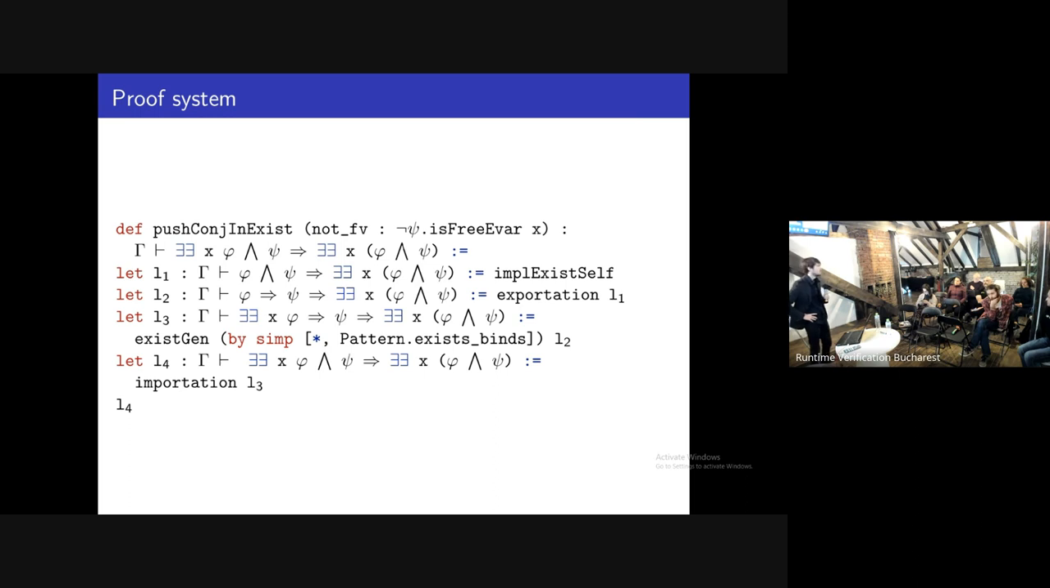What do you mean by that? Well, as you hear, these conjunctions are notations here. They are not primitive. So this is phi and psi here, and this is conjunction, the usual sign for conjunction. So this is phi and psi implies exists x, phi and psi, right?